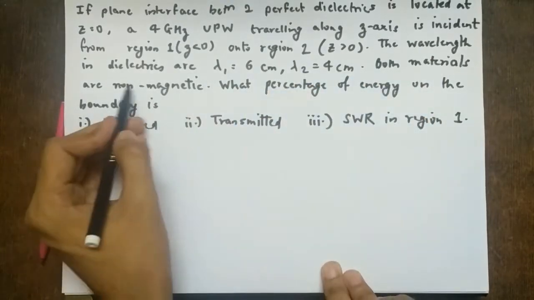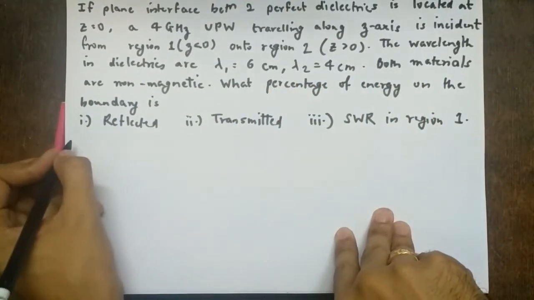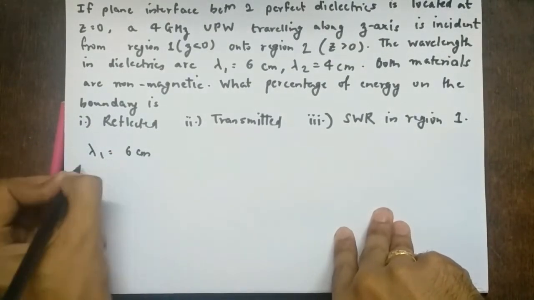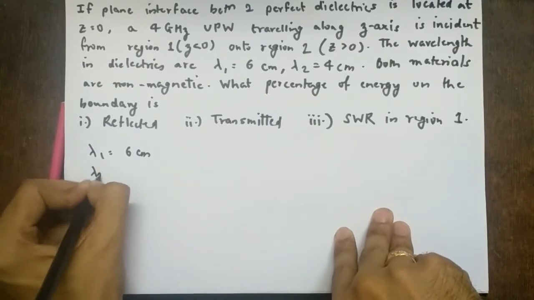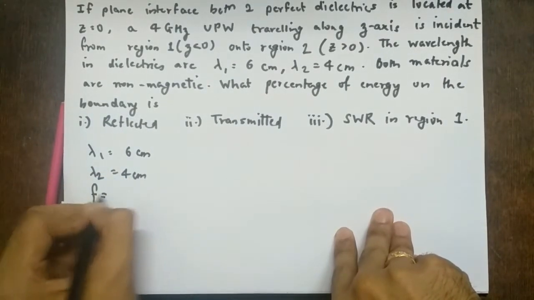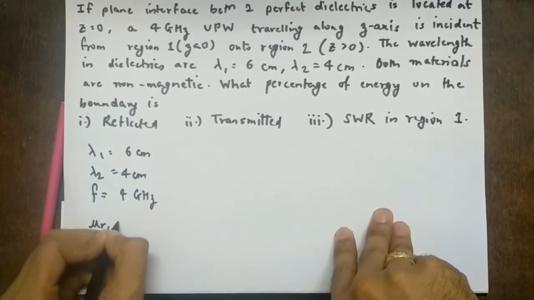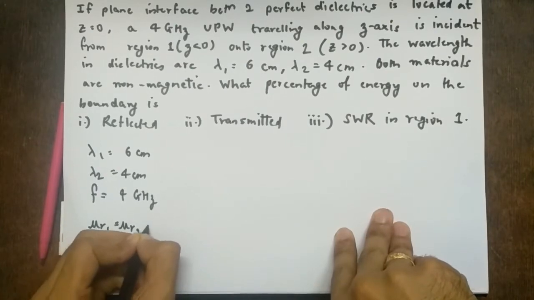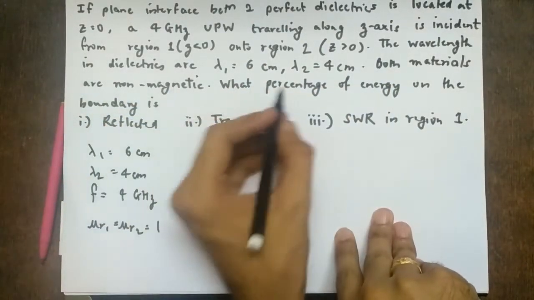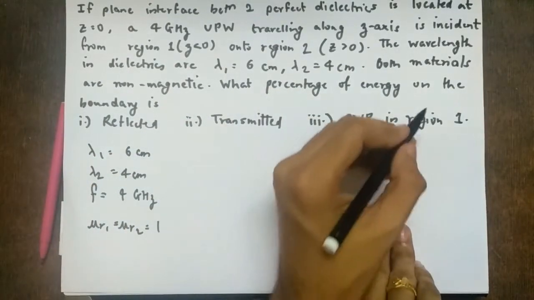Both materials are non-magnetic. Means what is given, so it is becoming a lengthy problem to read, so I'll write what is given first. Lambda 1 is 6 cm, sorry, lambda 2 is 4 cm, and f is given as 4 gigahertz, and mu r1 equal to mu r2 equal to 1, because they are given both materials are non-magnetic. So what percentage of energy is reflected, transmitted, and SWR?